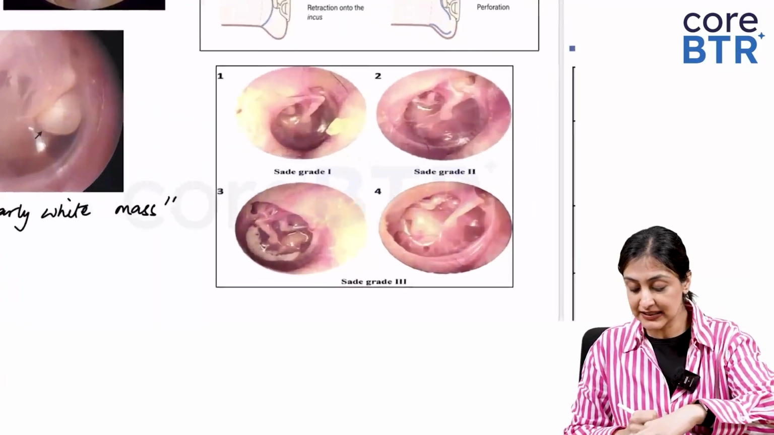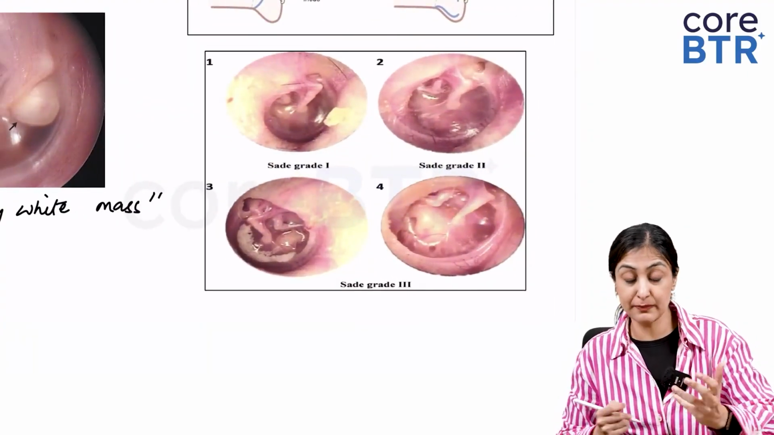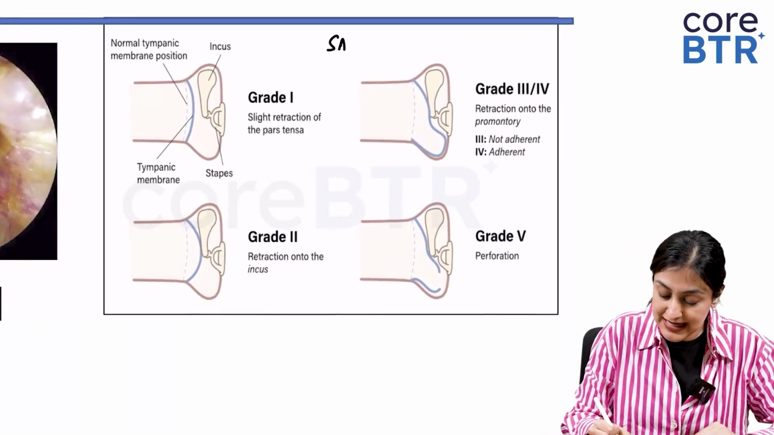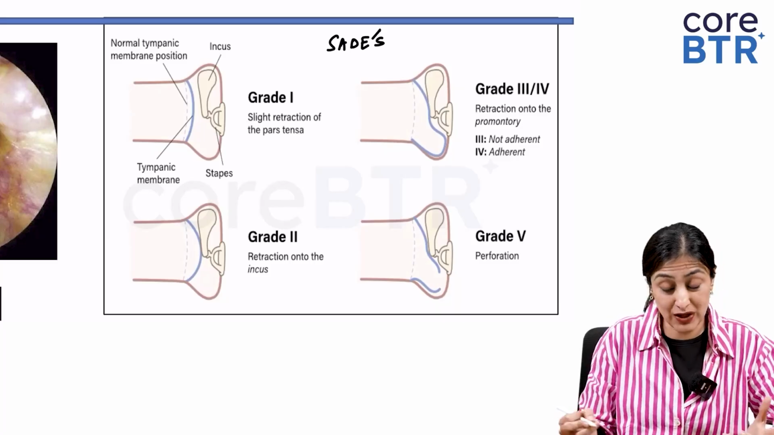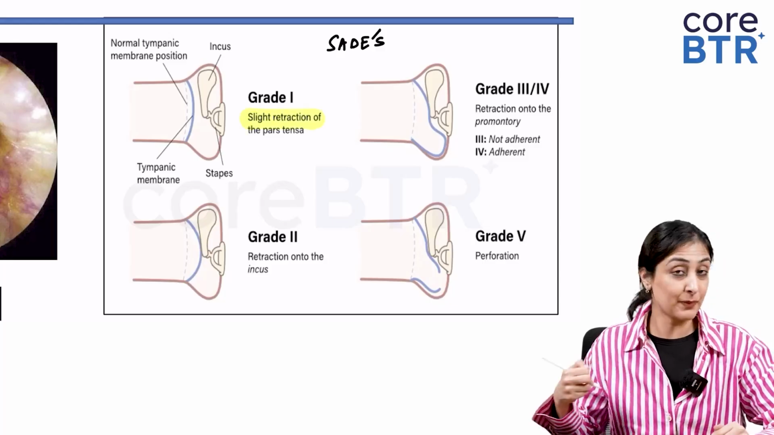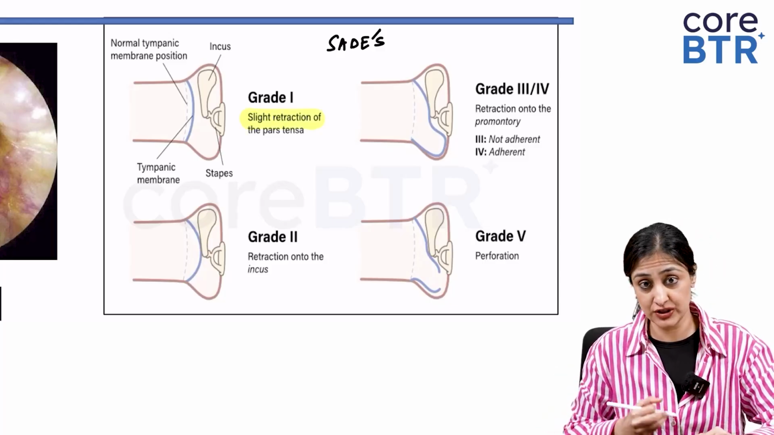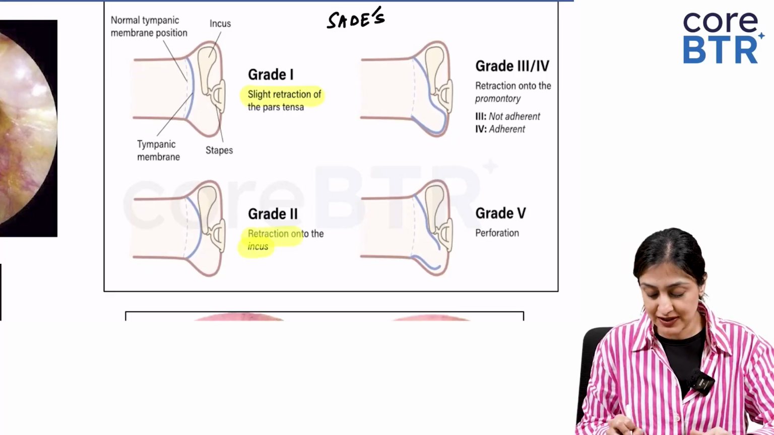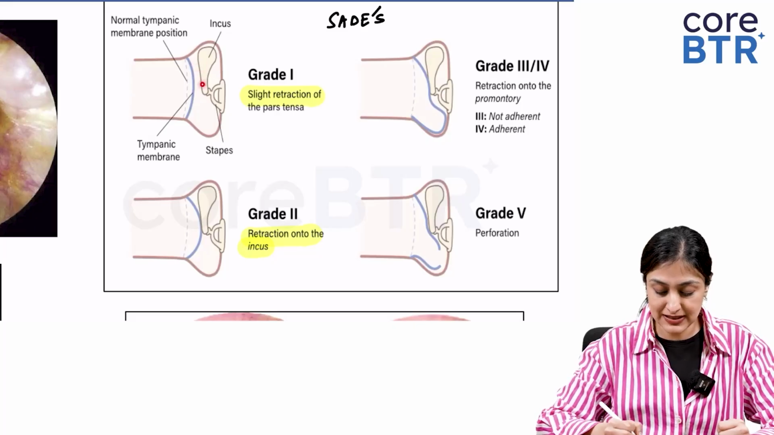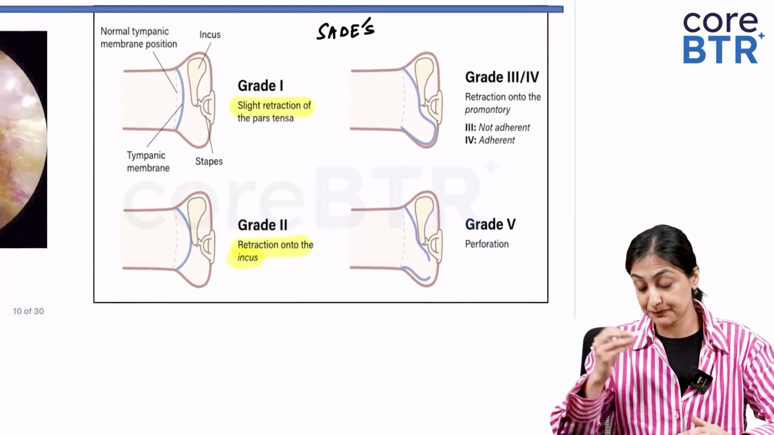They had asked the details of the SAID grading using a picture, so I'm just trying to show you that. Look at this. What is the SAID grading? Let's just learn it. In grade 1, there is just retraction because of the eustachian tube dysfunction. In grade 2, now the retraction has come to the incus. First the tympanic membrane is on the malleus, now it's reaching the incus.